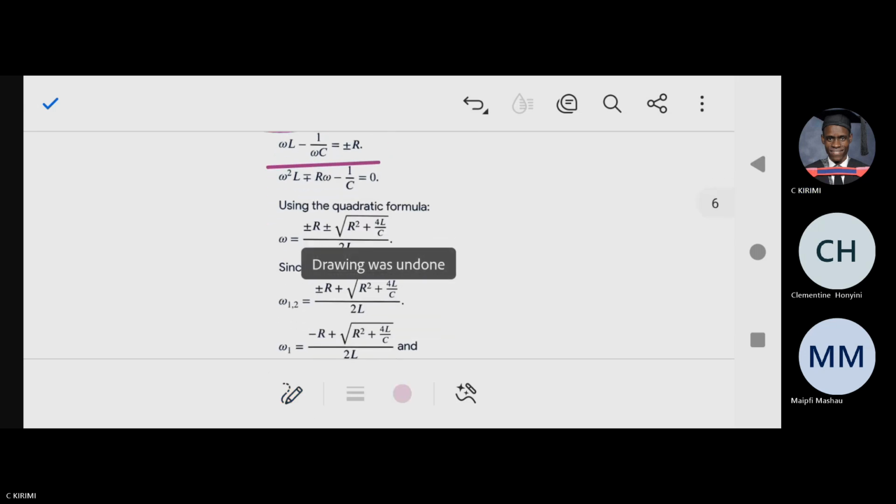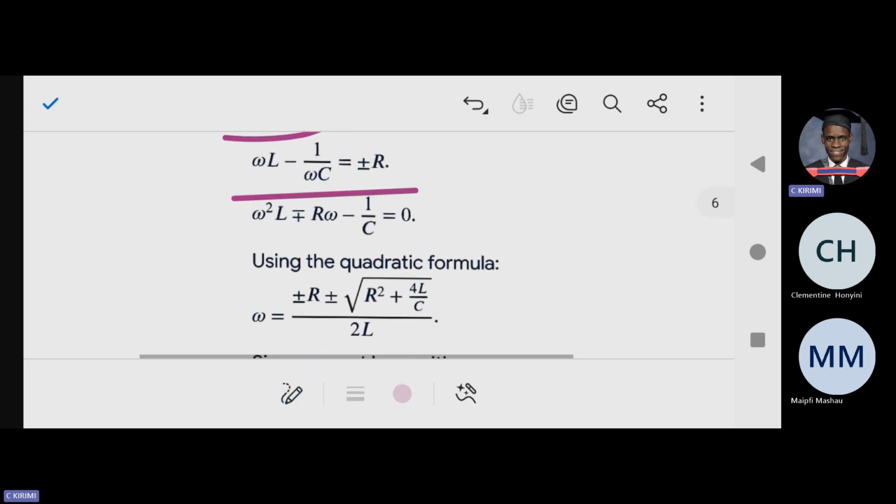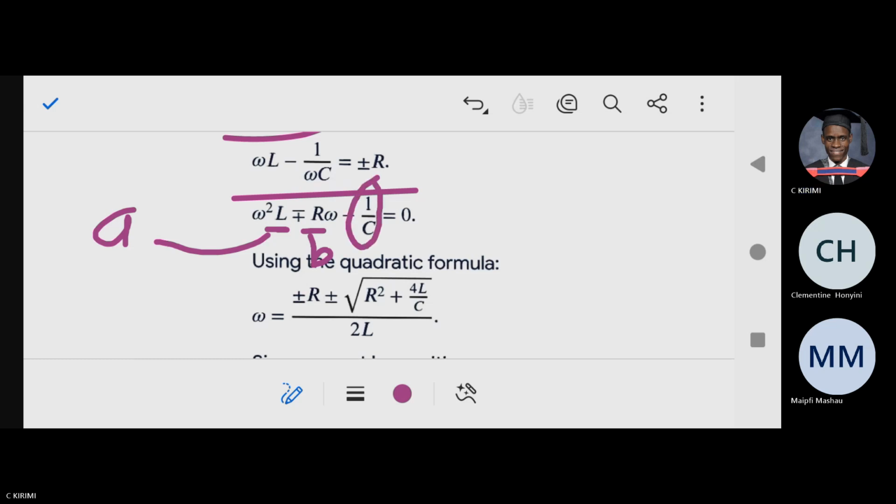We are solving using the quadratic formula, whereby which one is our a? The number which is in front, since we are solving for omega. So you look at the coefficients. L is your a in this equation. And then R is your b. Then the whole constant, negative 1 over c, is your constant, which is your c.